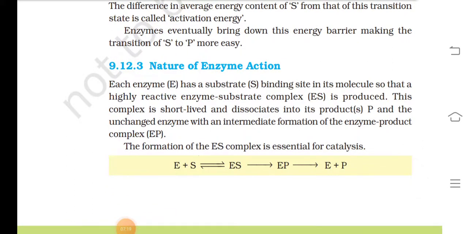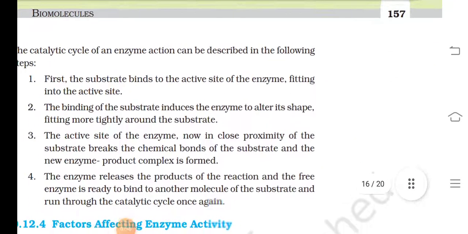9.12.3 Nature of enzyme action. Each enzyme E has a substrate S binding site in its molecule, so that a highly reactive enzyme substrate complex ES is produced. This complex is short-lived and dissociates into its product P and the unchanged enzyme, with an intermediate formation of the enzyme product complex. The formation of the ES complex is essential for catalysis.